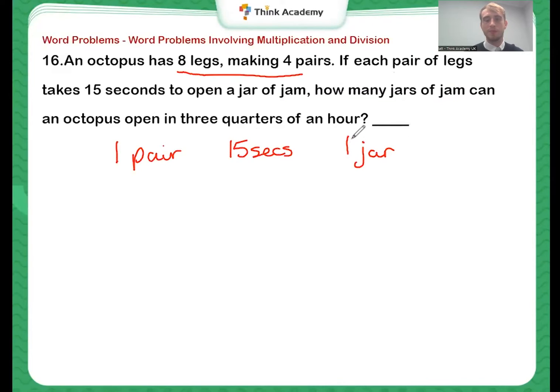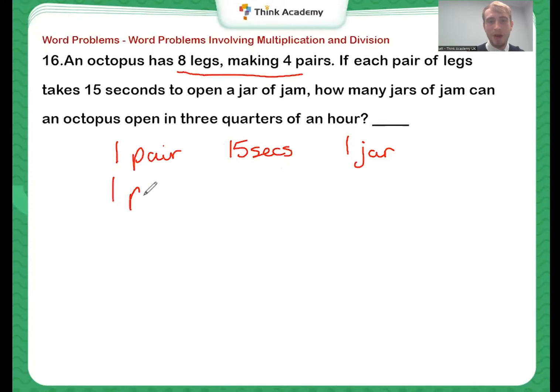So with these types of problems, we want to try and change one thing at a time, so we can scale it up and find out how much one octopus opens in 3/4 of an hour. So the mission is to get to that; I'll leave that till the end. First, let's try and find out how much one pair of legs can make in 45 minutes. If I tried to find out how many 15 seconds there are in 45 minutes, that would be quite a difficult division.